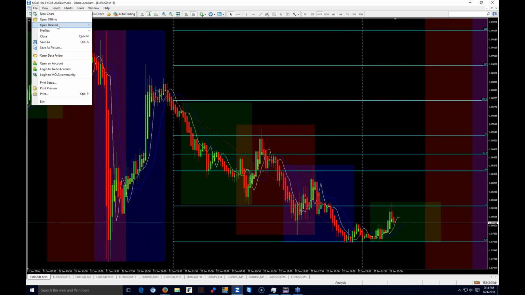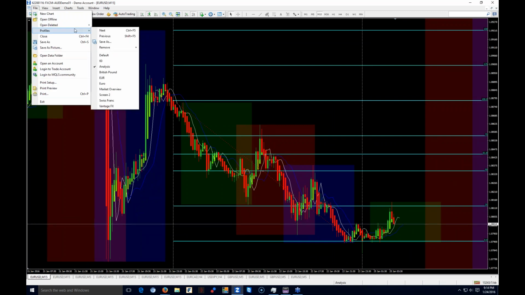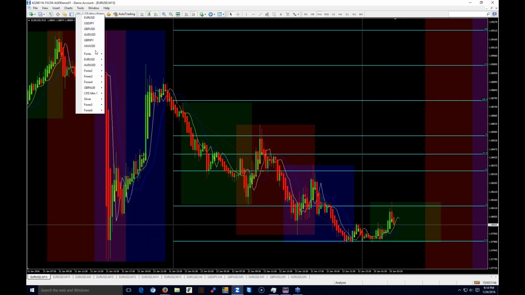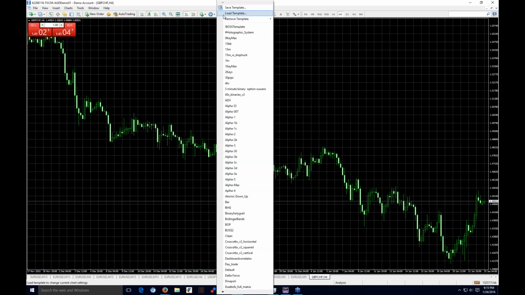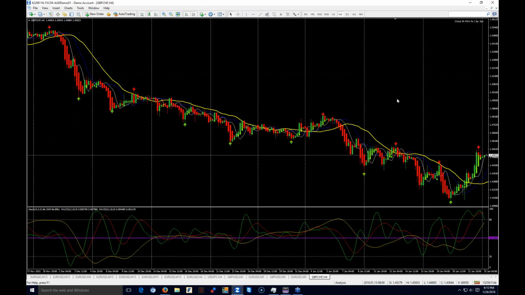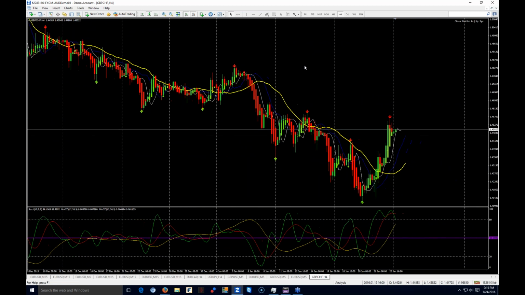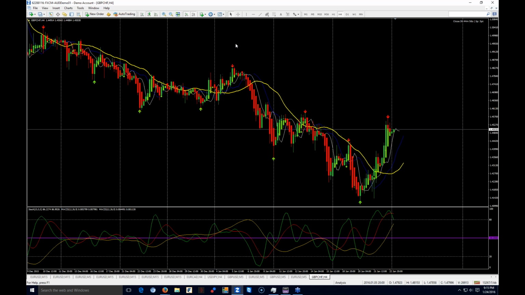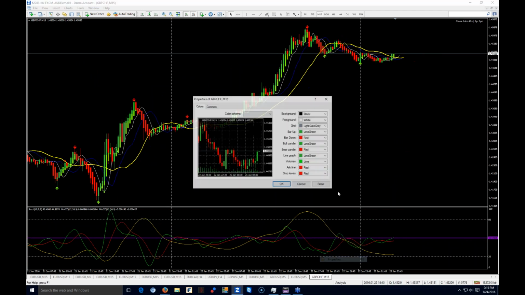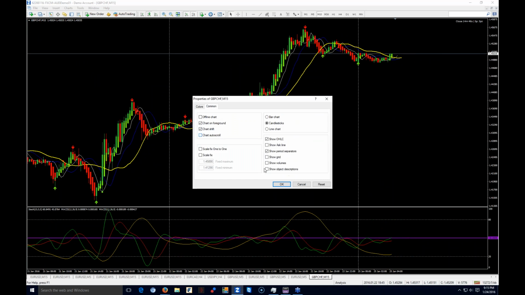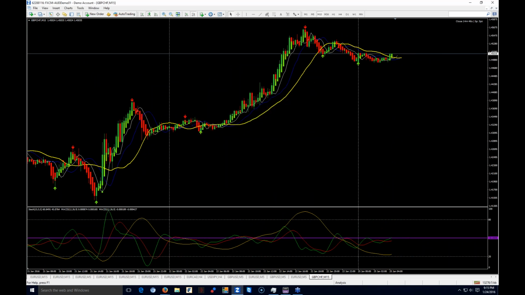GBP USD. Let me see. No, it's the other one, GBP JPY, GBP Swiss francs. This is amazing. Let's see. So I mean, this thing has been doing some heavy pips. Heavy pips, as we can see. Swiss francs and JPY.